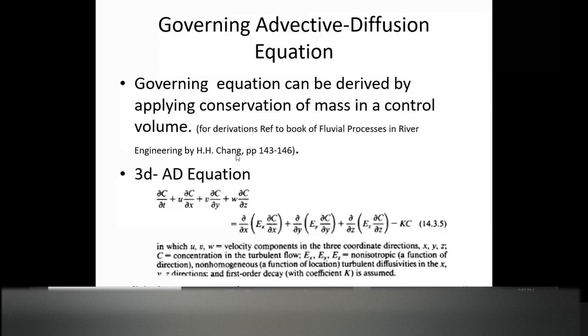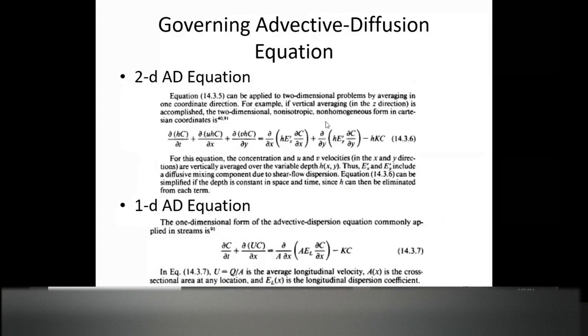If anybody is interested, there is a book called Fluvial Processes in River Engineering. This is a sediment transport book, and on pages 142 to 146, like we have derived the continuity equation for water in the channel, in a similar way they have derived the 1D and 2D equations for constituent transport, which is usually known as the advection dispersion equation. It is a continuity equation for constituents.